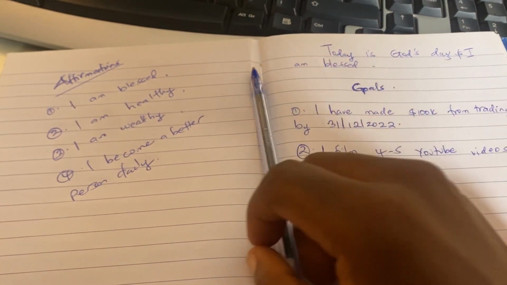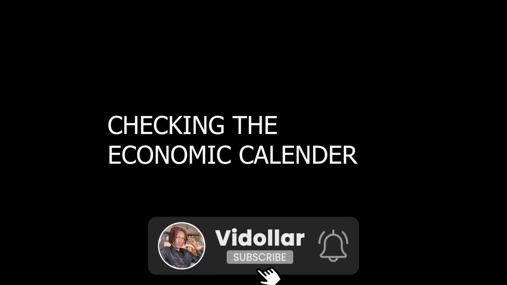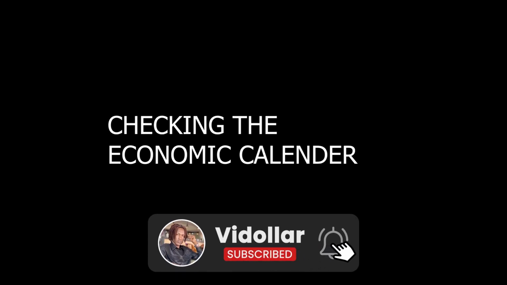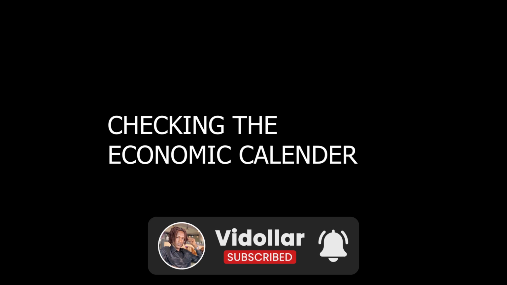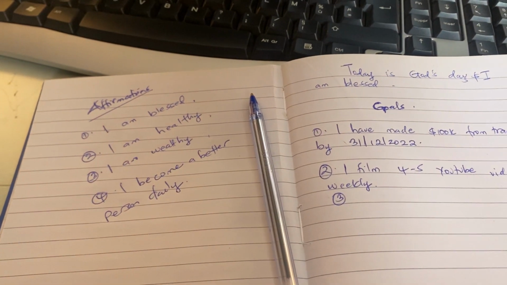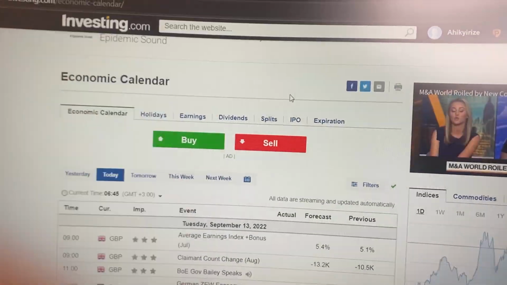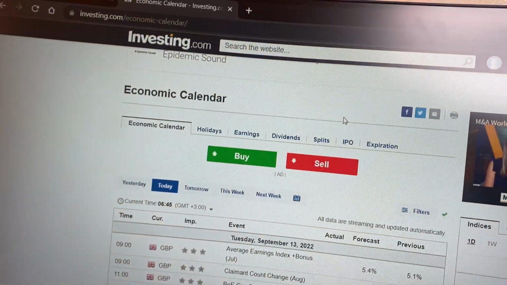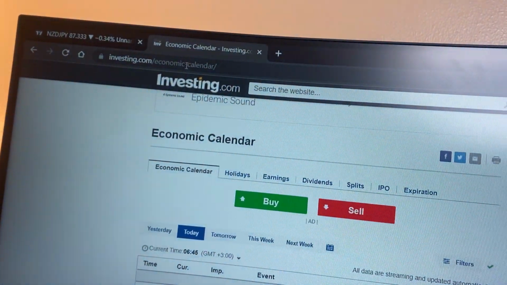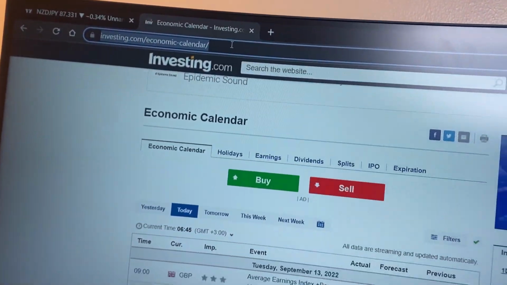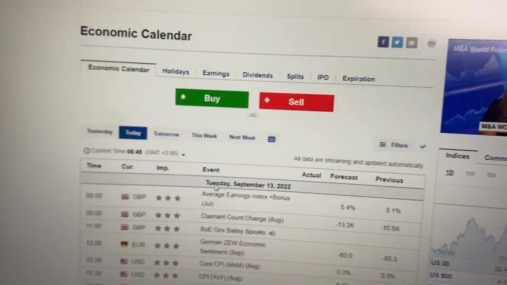So after that, what I do next is come down to my computer, and now it's time to look at the news. As you guys can see, I have an economic calendar. This is investing.com. As you can see in here, this is investing.com, and then I have news.